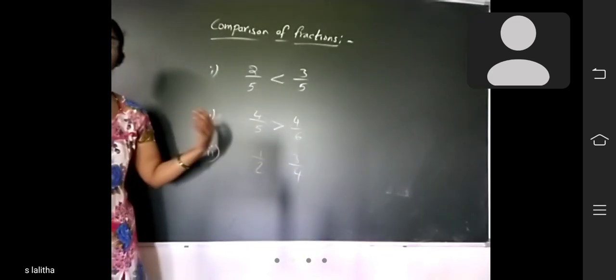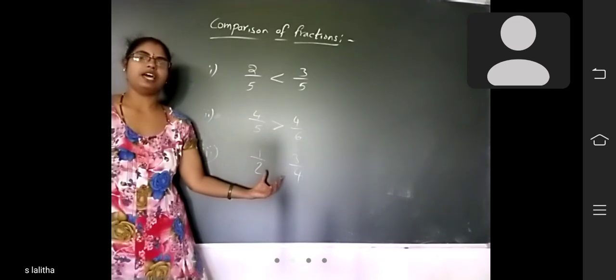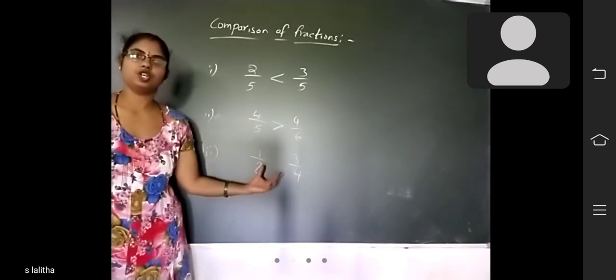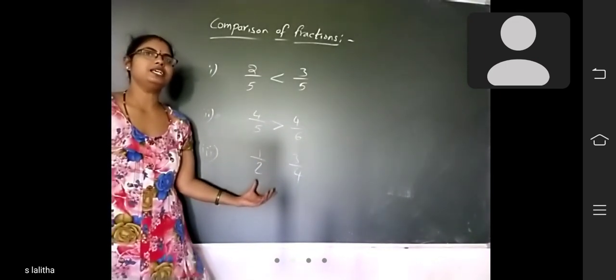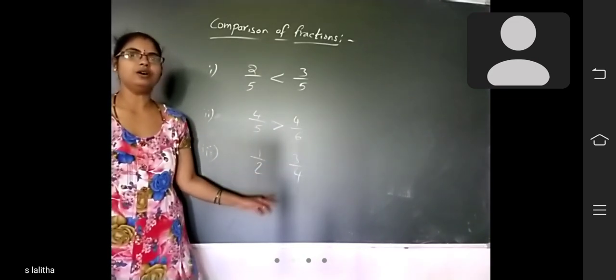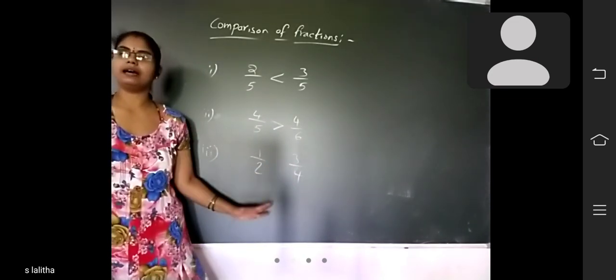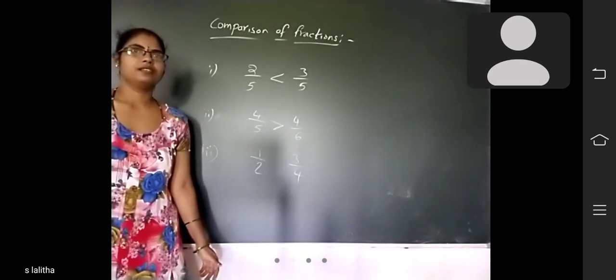Next, third one is unlike fractions. If they are given unlike fractions, first you should compare denominators with LCM, then you have to convert into like fractions and compare. Did you understand now?